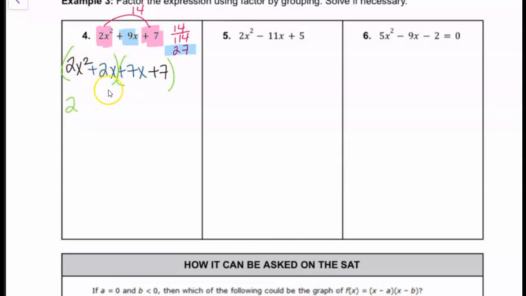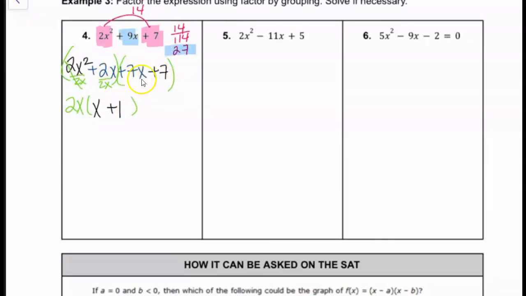And do they both have x? Yes, so I can pull out an x. And then from here, you're just dividing out. 2 divided by 2 cancels out, so it's 1. X squared divided by x is just x. And then we can say, okay, 2x divided by 2x is just 1, because they're exactly the same.